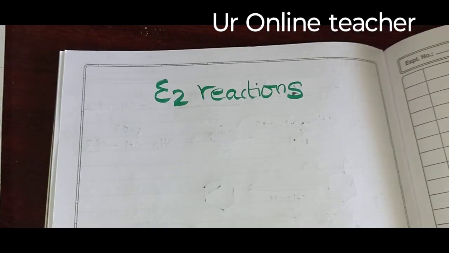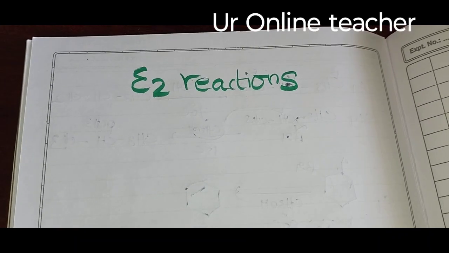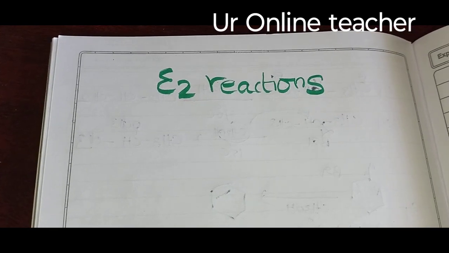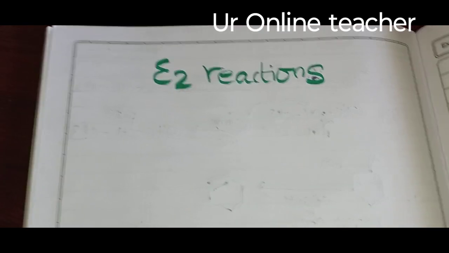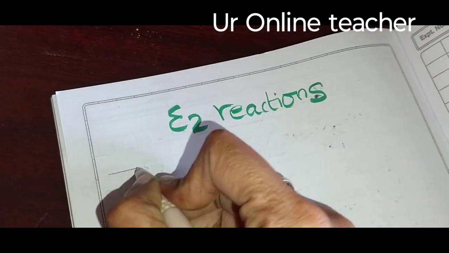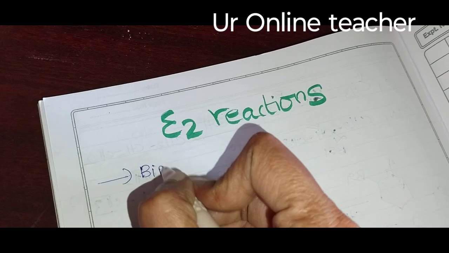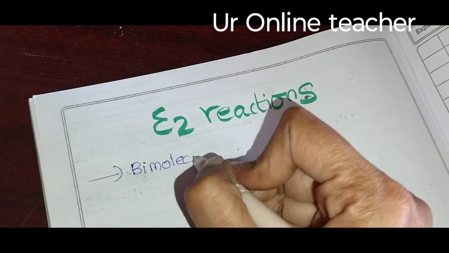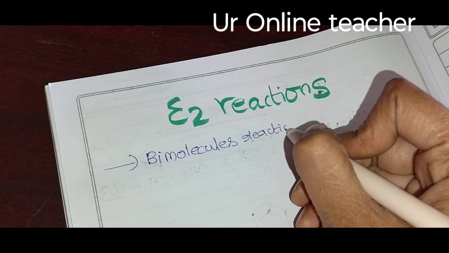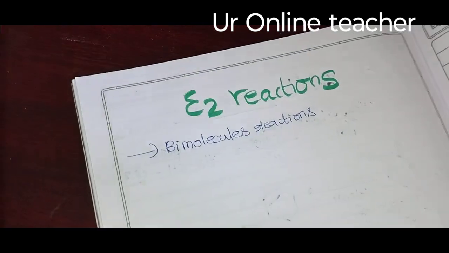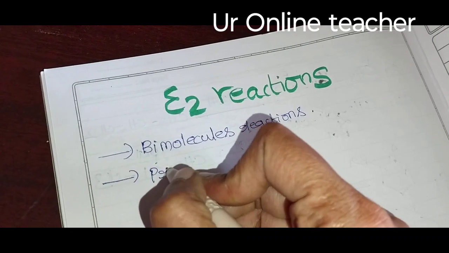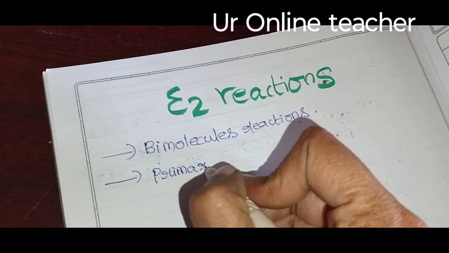Hi students, in the last video we discussed E1 elimination reactions. Now in this video we are discussing E2 elimination reactions. E2 elimination reactions are bimolecular reactions. Bimolecular reactions, here two molecules take part in the reaction. So these are bimolecular elimination reactions, and these mostly occur in primary alkyl halides.